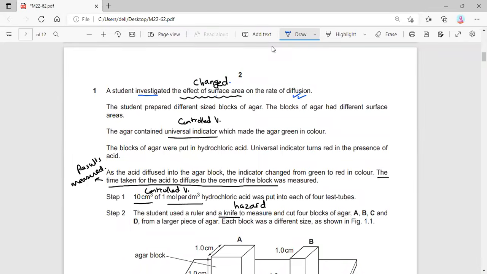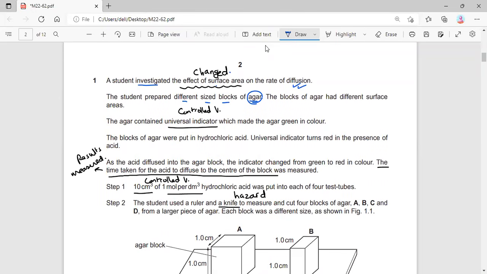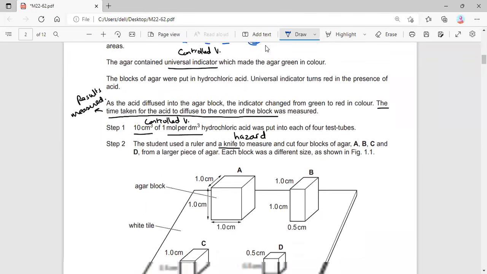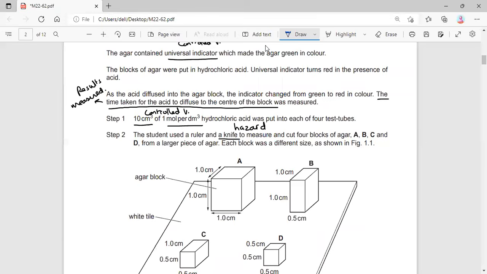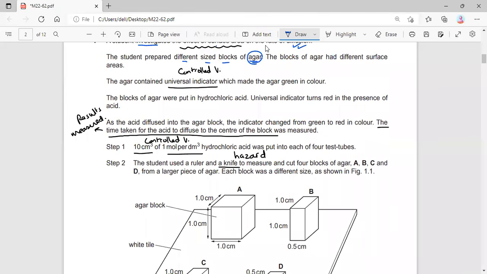The student prepared different size blocks of agar. How did I change the surface area? I got different sizes of agar blocks. The blocks of the agar had different surface areas. I hope this is clear. Each of them has a different total surface area.